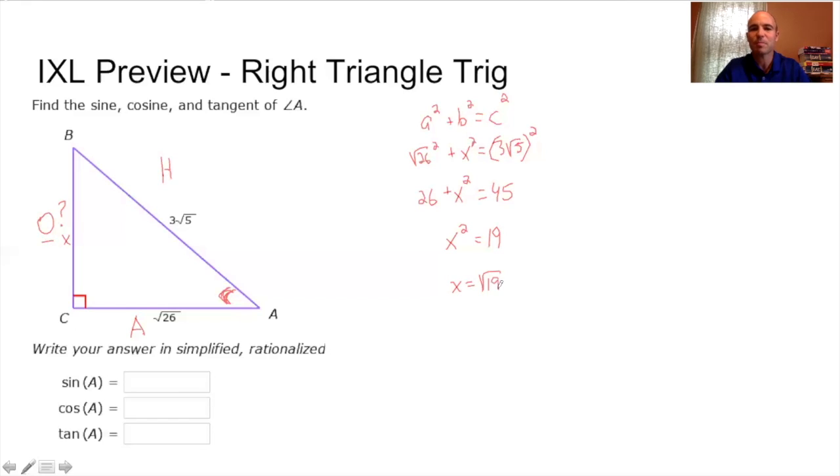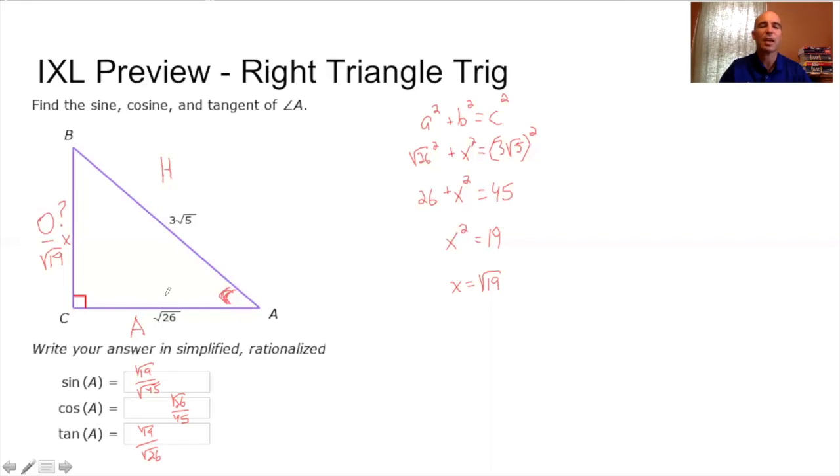Okay, for the purpose of this problem, the sine is opposite over hypotenuse, so this is the square root of 19 over the square root of, I'm going to call it, 45. I know that's not in simplified radical form, but I'm just going to keep it simple. The cosine is the adjacent, the square root of 26 over the square root of 45. And then the tangent is opposite over adjacent, the square root of 19 over the square root of 26.